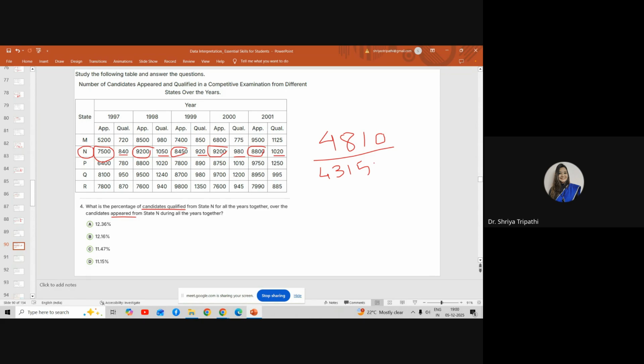Use it into 100. Okay, we have an answer coming in from Arpita, C. The right answer is option D, 11.15.